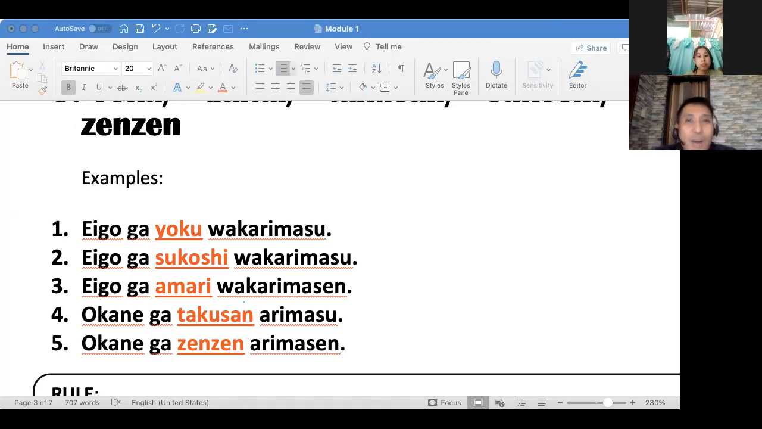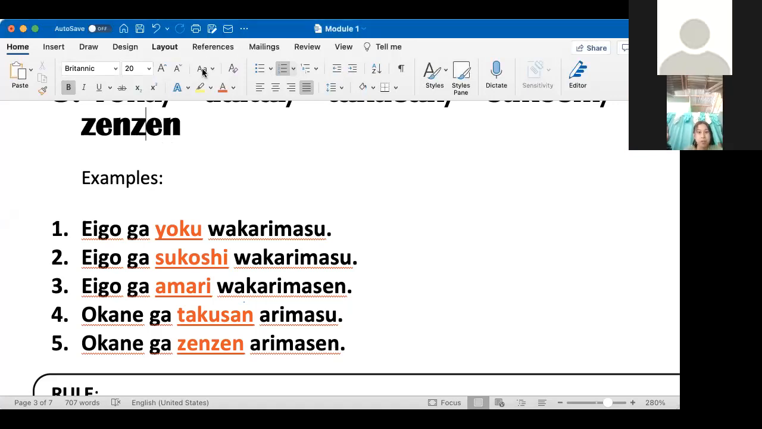What about Nihongo? Nihongo ga wakarimasu ka? You can type your answers. Sige, please raise your hand if you want to answer. Sige, Fredson, go ahead. Fredson-san. Nihongo ga sukoshi wakarimasu. Sukoshi wakarimasu. Okay, ayan. Ego, sukoshi. Okay, very good. Nihongo ga sukoshi wakarimasu. Or pwede rin Nihongo ga amari wakarimasen. Okay, very good.